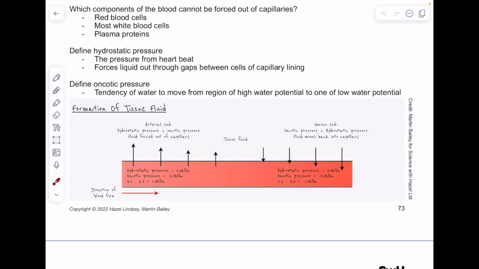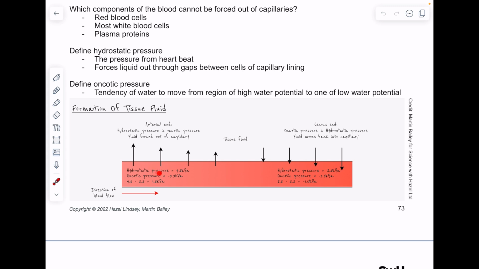So just to show you this diagram, so this is the arterial end of the capillary, here's the venous end. So we know that the pressure at the arterial end is fairly high because it's come from the arterioles, the arteries, and therefore that pressure is dictated by the heartbeat, so we call that hydrostatic pressure. This means that fluid containing gases like oxygen needed for respiration, glucose, water leaves the capillary at the arterial end, forming tissue fluid which bathes the cells of the body.